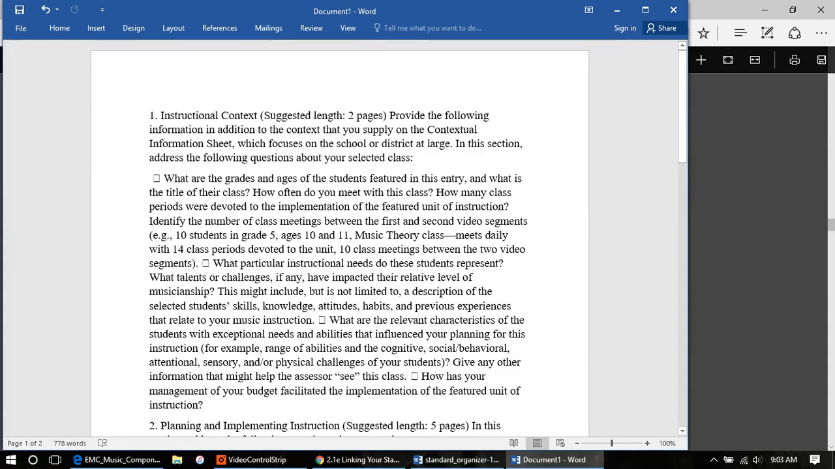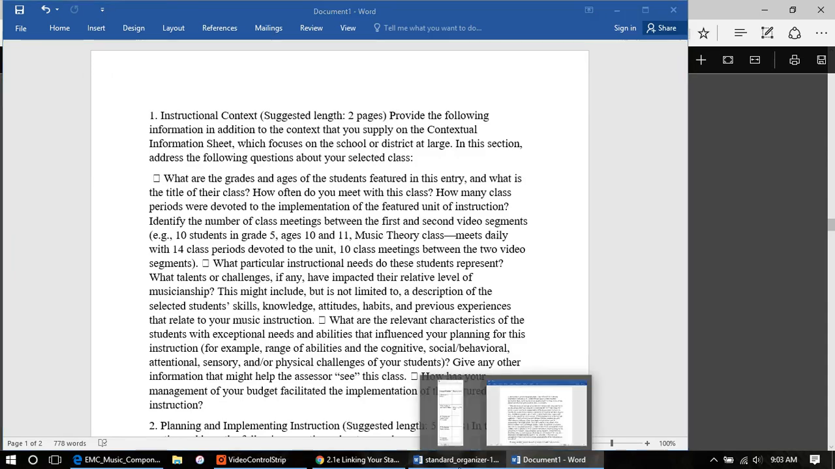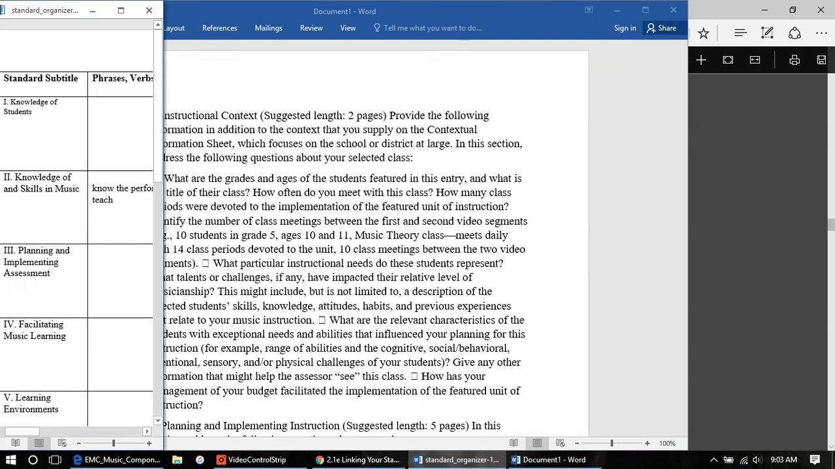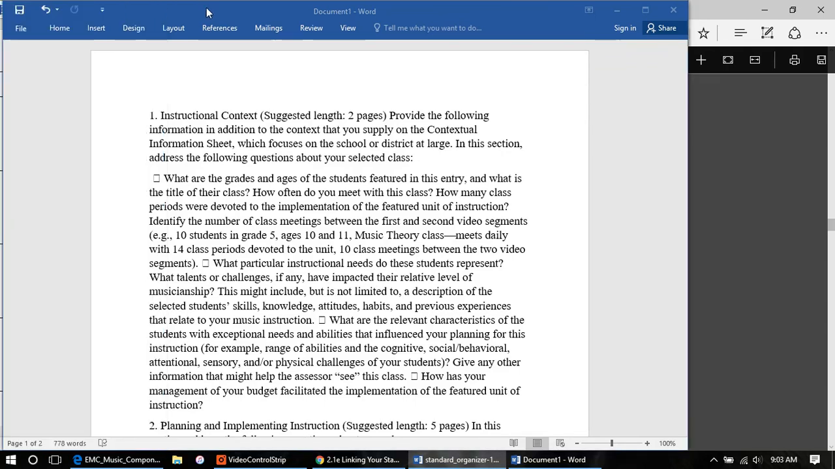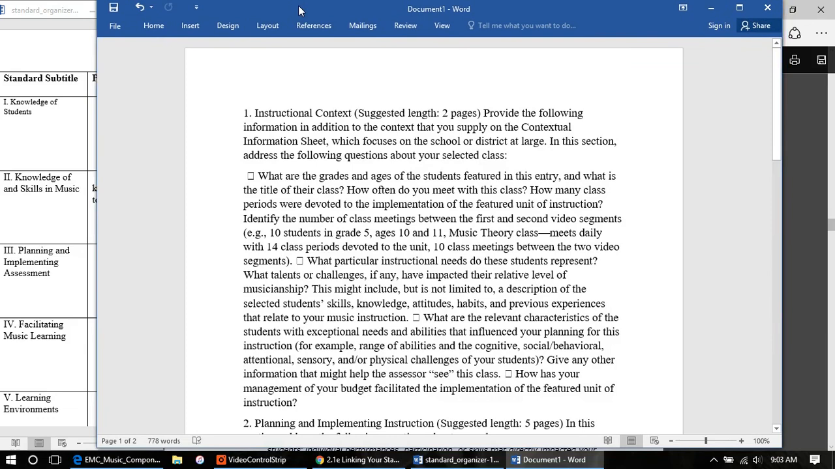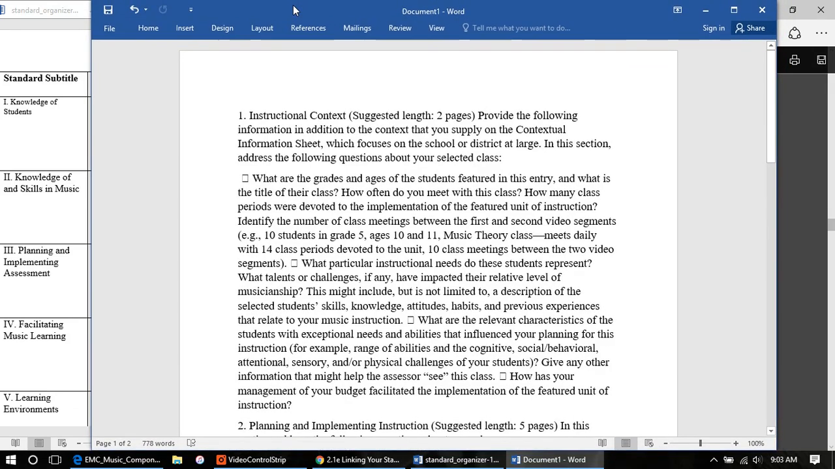So here I have my questions, and here I have my standard organizer with the standards. So what I want to do now is figure out which standard is attached to which question, which question calls for which standards. So let's take a look at the first one.